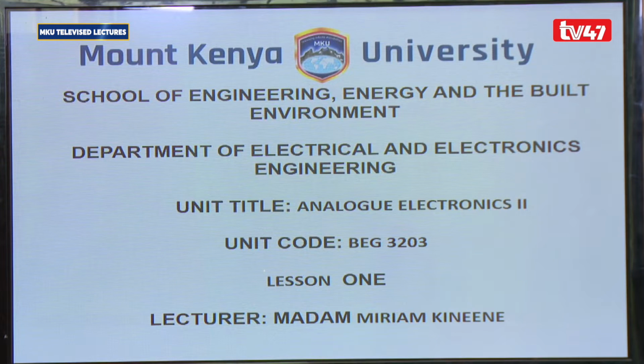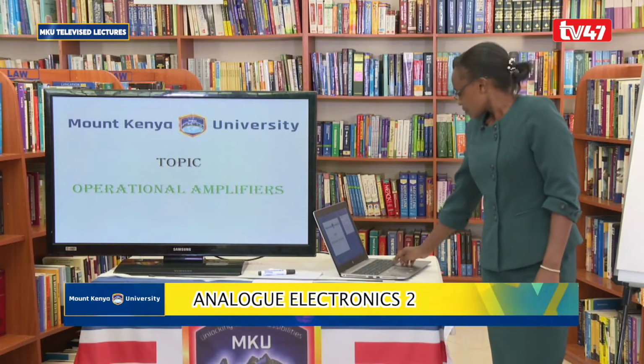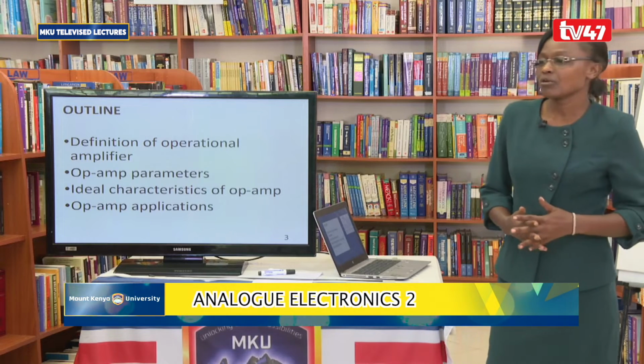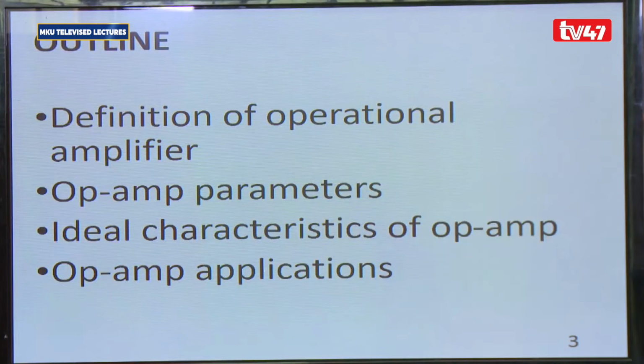We are going to have Analogue Electronics 2, and our unit code is BEG3203, and it's lesson 1. Our topic is operational amplifiers. That gives the outline of our topic. We shall look at the definition of operational amplifiers. We also look at the op-amp parameters, the ideal characteristics of operational amplifiers, and operational amplifier applications.